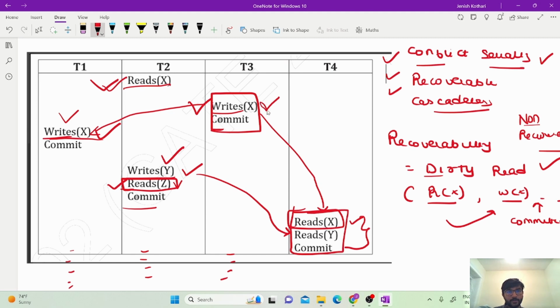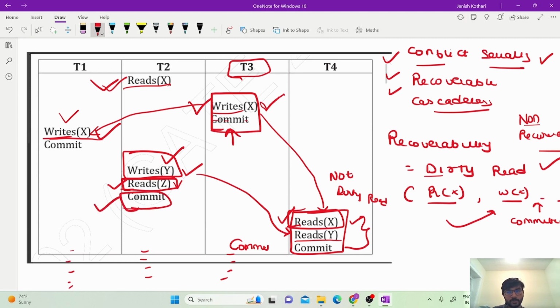So there is a write on X, and here it is a read on X, right? If transaction T3 had not committed here, and had committed over here, then definitely it would be a dirty read. But since transaction T3 has already committed, it is final that this is a value for transaction T3. Now this read operation is not a dirty read operation, right? Now we see for read on Y. Is there any write on Y? Yeah, we can see that there is a write on Y and there is a read on Y. But again, we can find out that T2 had already committed. So that means this is also not a dirty read.